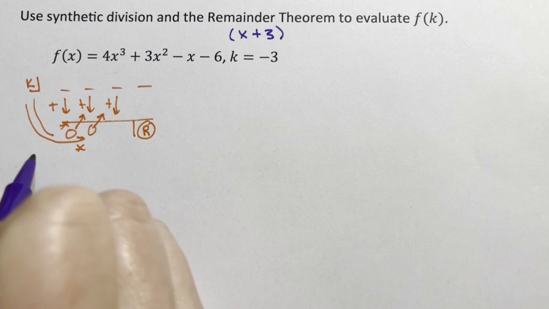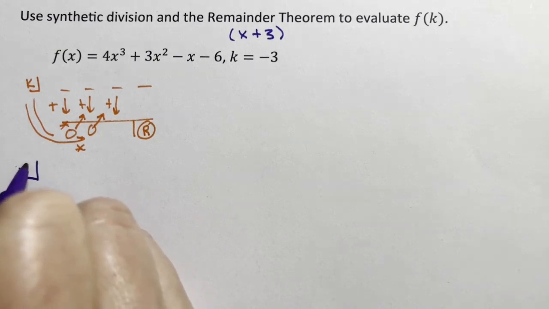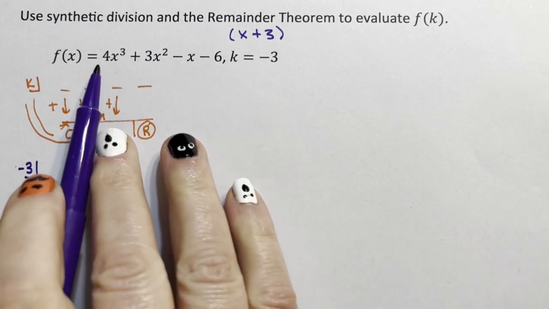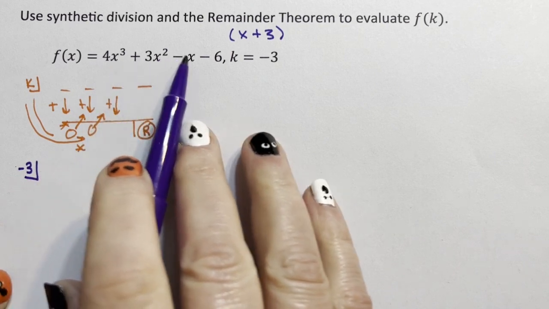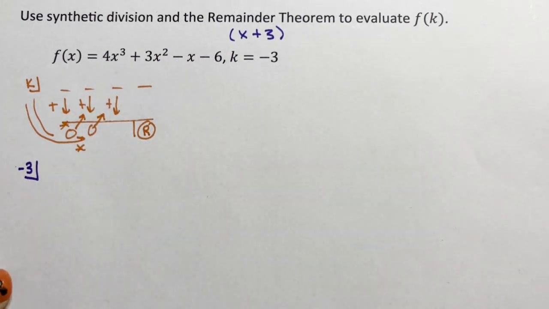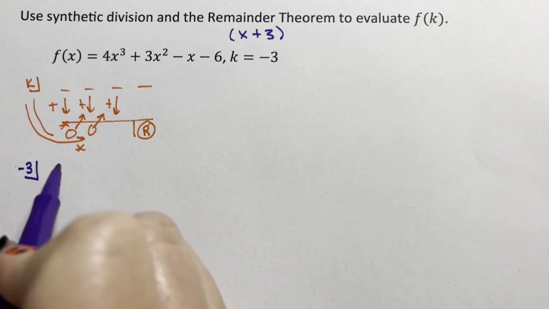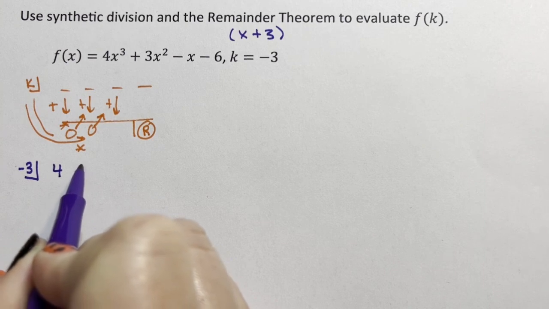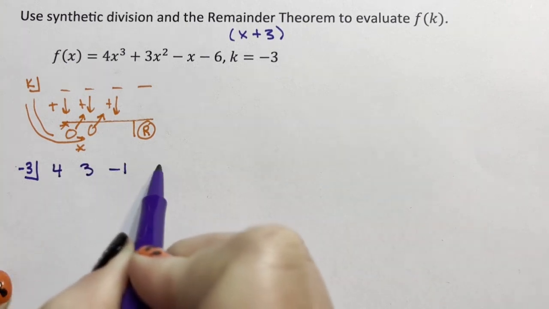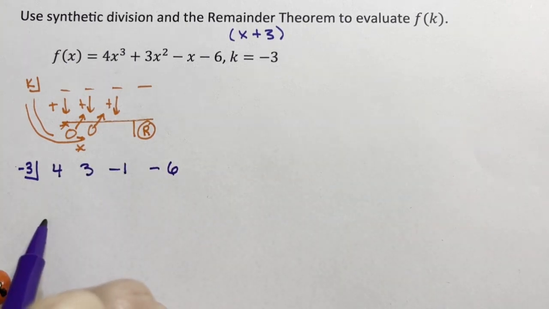So our k is -3, so we'll put -3 here. In our coefficients, we have an x cubed, an x squared, an x, and a -6. We're not missing any of our x's, so we don't have to include a 0 as a placeholder. So 4x cubed, 3x squared, -1x, and -6.